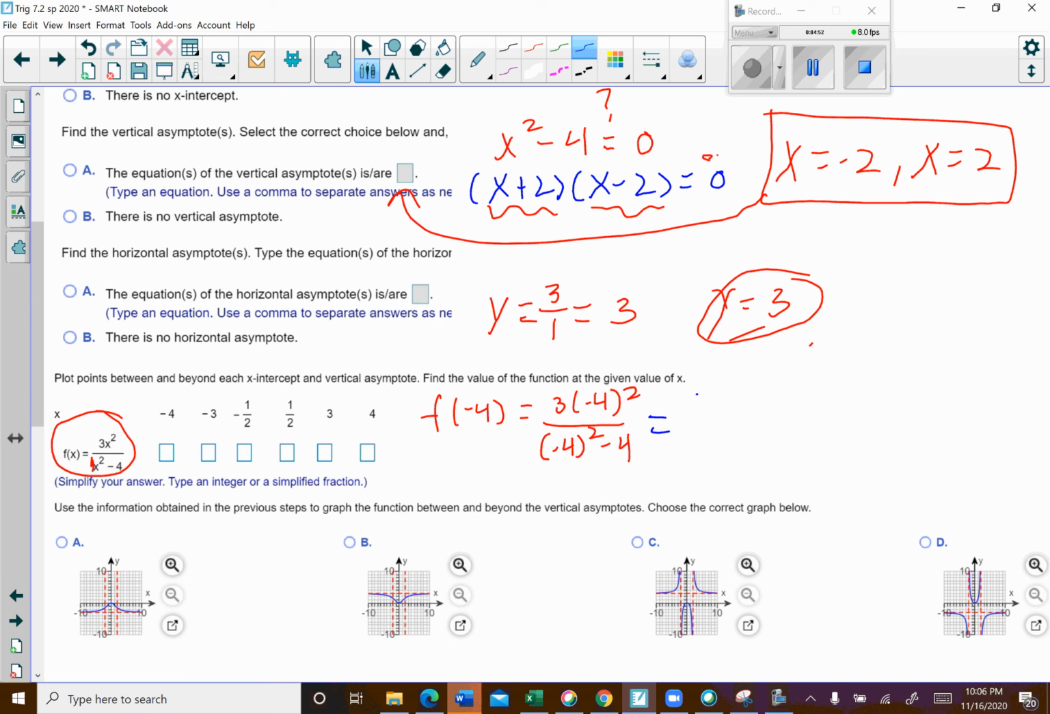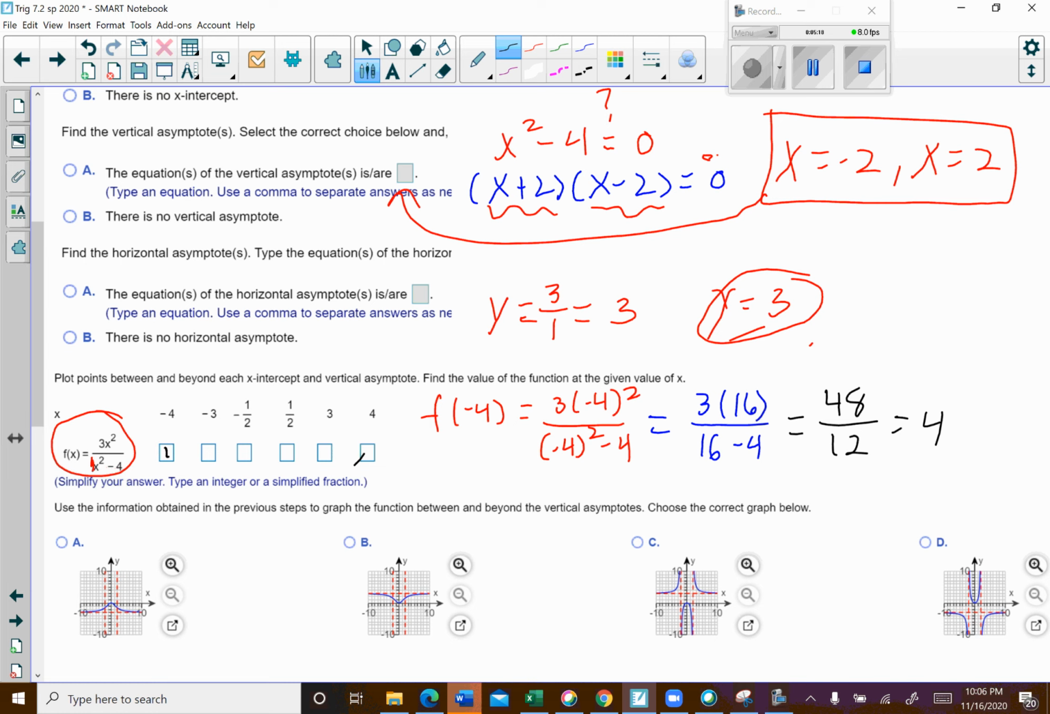And then let's see, 3 times negative 4 to the second power becomes positive 16. And then negative 4 squared is positive 16. Take away 4. 3 times 16 is 48. 16 take away 4 is 12. And then that actually will simplify quite nicely just into the number 4 right there.